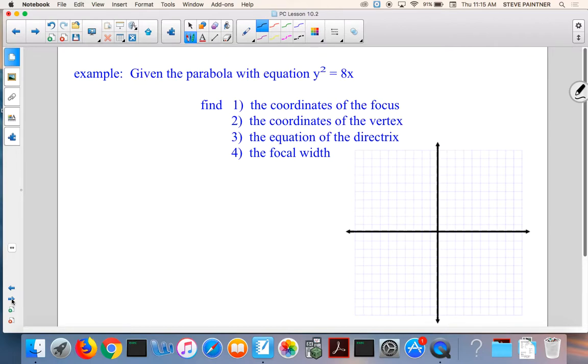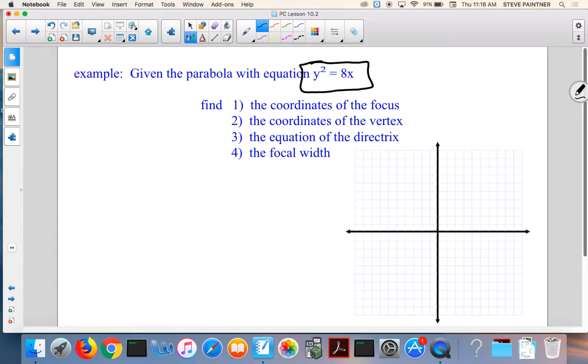Okay. This one I changed. I changed it on you. It's not 2x, it's 8x. Put that there, please. Change it, let's go. That needs to be changed. Okay. Given the parabola with the equation y squared equals 8x, let's go find the focus, let's find the vertex, let's find the directrix, let's find the focal width.